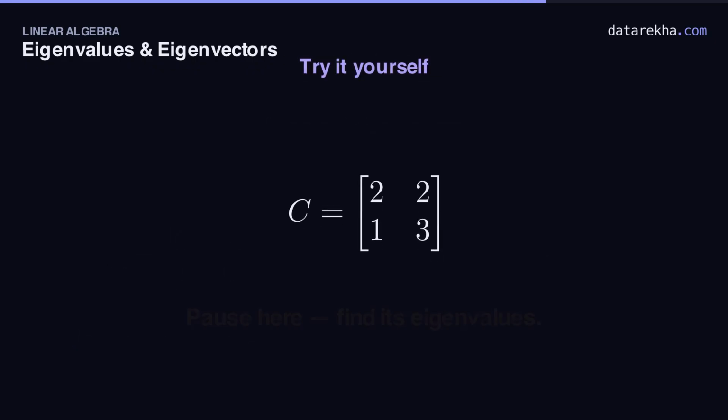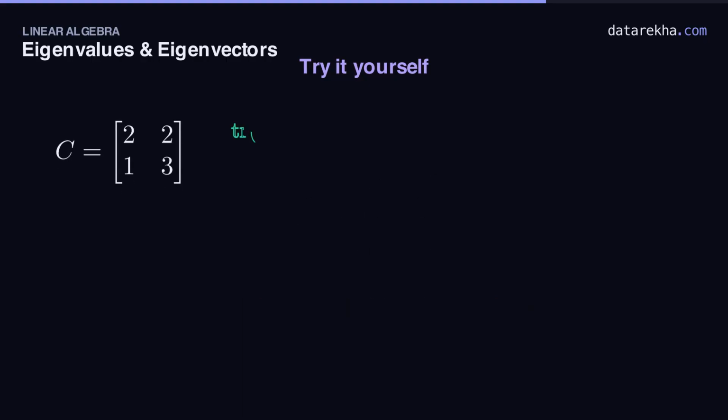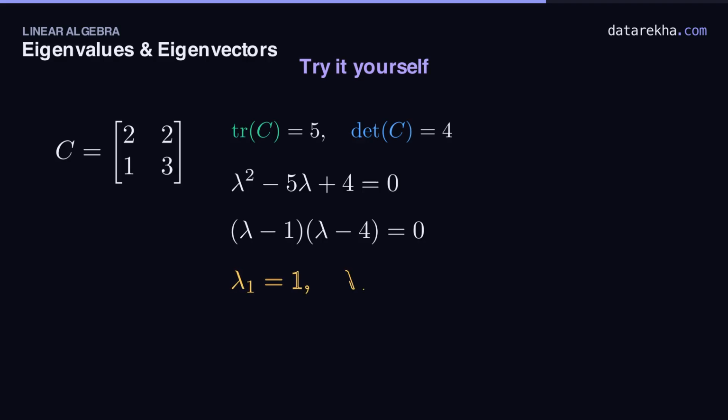Your turn. Here is a fresh matrix C. Pause the video right now and try to find its eigenvalues yourself before I do. I'll wait. Here's the walkthrough. Trace is 2 plus 3, 5. Determinant is 6 minus 2, 4. So the characteristic equation is lambda squared minus 5 lambda plus 4. Factor it into (lambda minus 1)(lambda minus 4). The eigenvalues are 1 and 4. Add them: 5, the trace. Multiply: 4, the determinant. If you got that, you've genuinely got this.